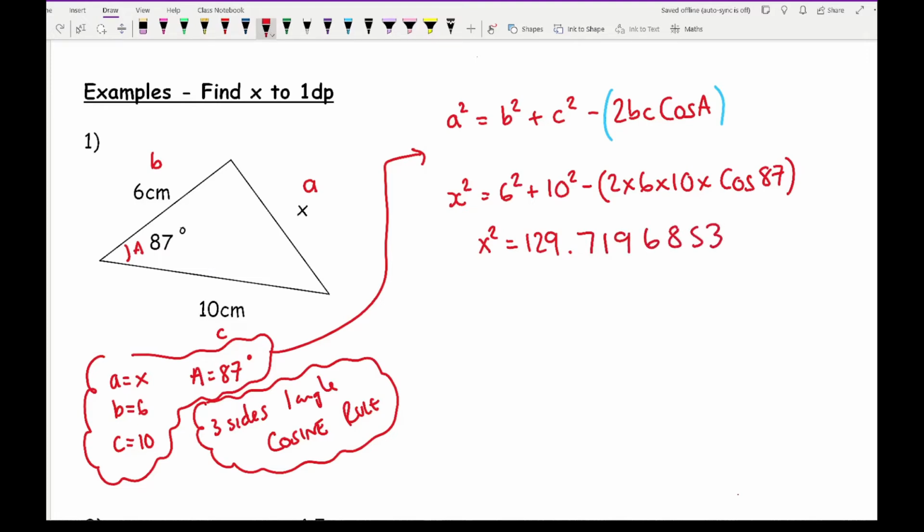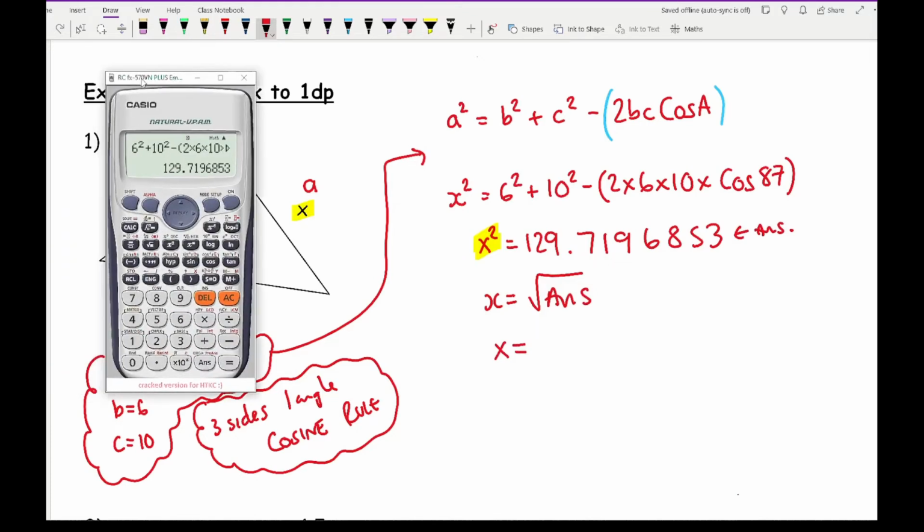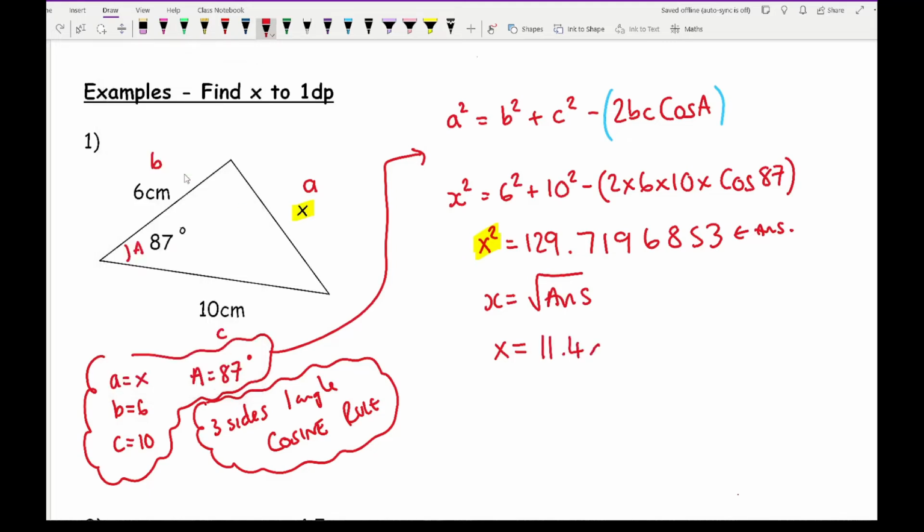So x squared equals 129.71, let me just get that calculator back up, 129.6853. Now, do I need to write all of those down? No, I don't. But one thing I do need to remember is that I've been asked to find x, and this is the value of x squared. So x equals the square root of the answer. On my calculator, I keep that number on the screen, I don't need to keep typing it in, so I just press the square root and then use the answer function, equals, and it's going to give me 11.4 to 1 decimal place. So it's 11.4 centimeters to 1 decimal place.